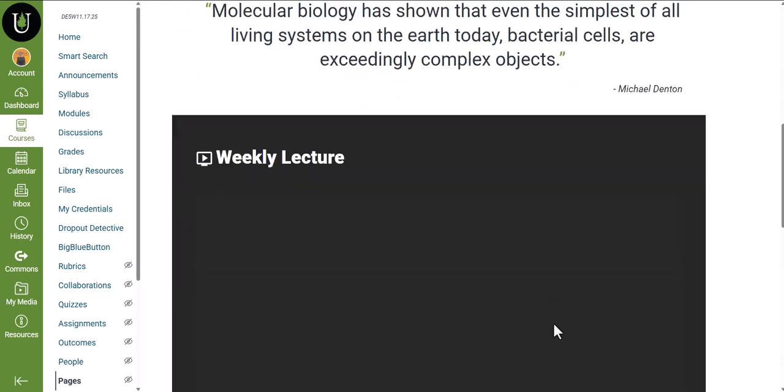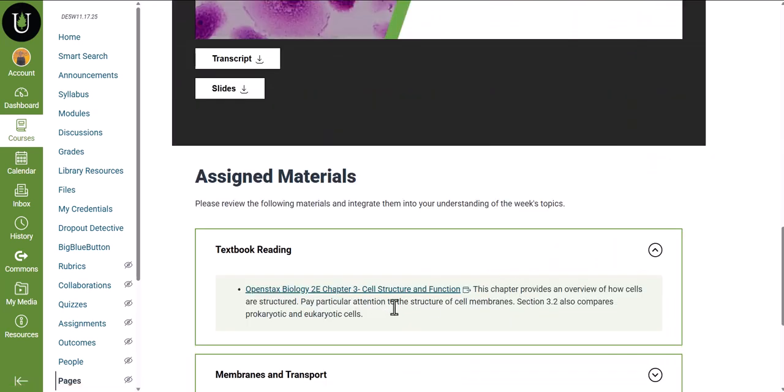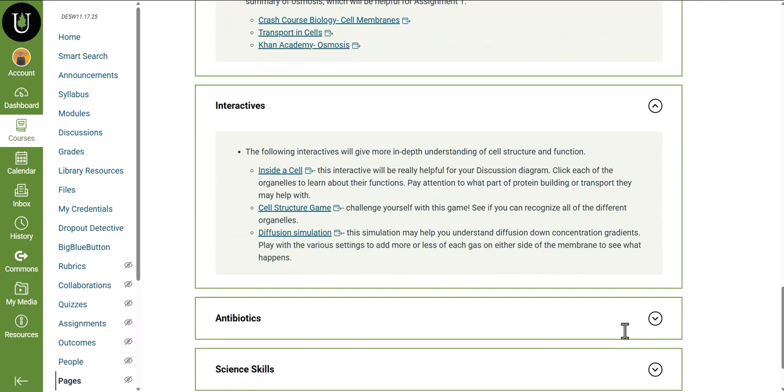So first you have your learning materials. You'll have this weekly lecture. You'll be reading chapter 3 in the OpenStax textbook. You have some videos that go over membrane and transport. These really help visualize what is going on. It's much easier to see this in a video than it is in a static diagram. You also have some interactives. These will allow you to go inside of a cell and kind of see what's going on in a game type format.